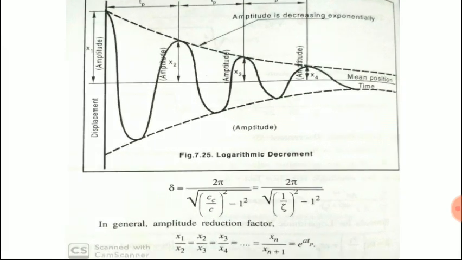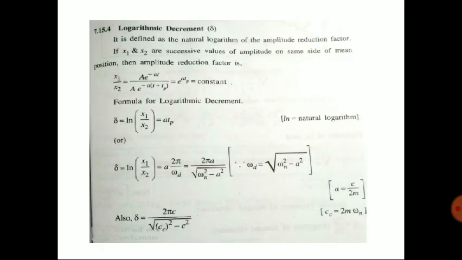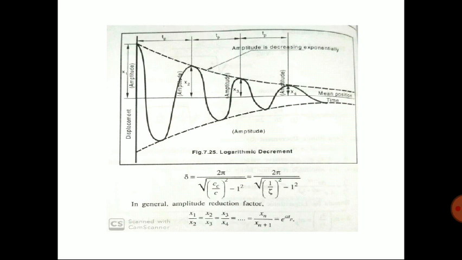And next, we are taking c to the denominator. So it becomes 2 pi by root of (cc by c) whole square minus 1. And cc by c, we have already studied, means 1 by theta. That is, c by cc is theta. So cc by c is 1 by theta. So delta is 2 pi by root of (1 by theta) whole square minus 1.